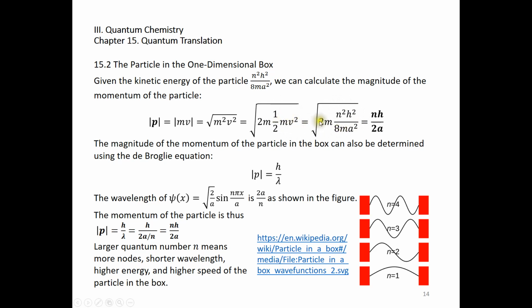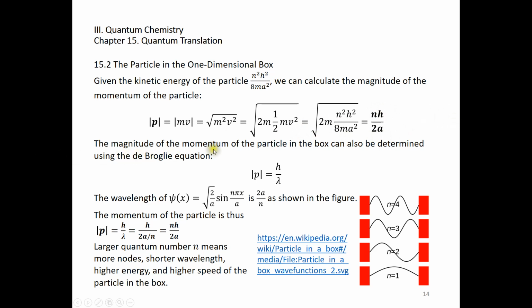2m times the kinetic energy is over here. We know the kinetic energy is n squared h squared over 8ma squared. We plug in everything, we clean up, the m and m cancel, 2 over 8 is a quarter, and we take the square root. Now we have the magnitude of the momentum of the particle. It happens to be nh over 2a, a very simple expression. And the momentum has to be quantized as well. It has to be an integer multiple of h over 2a.